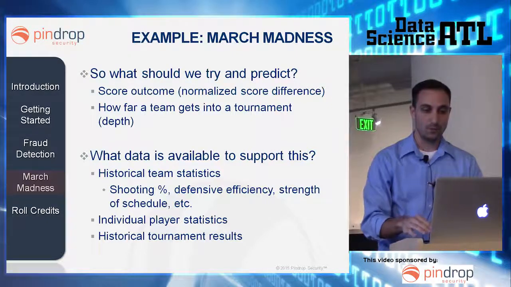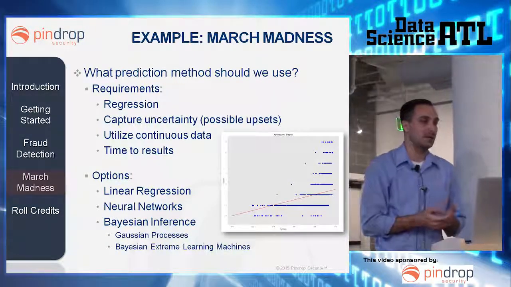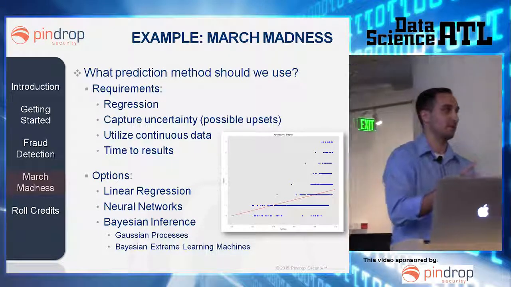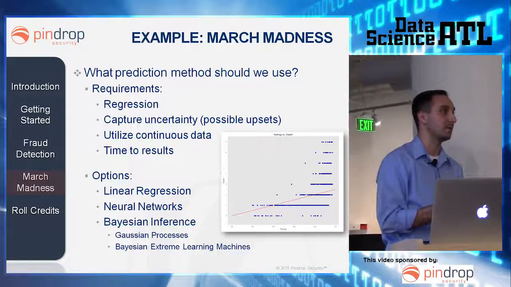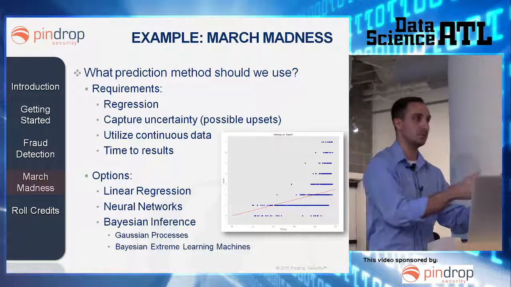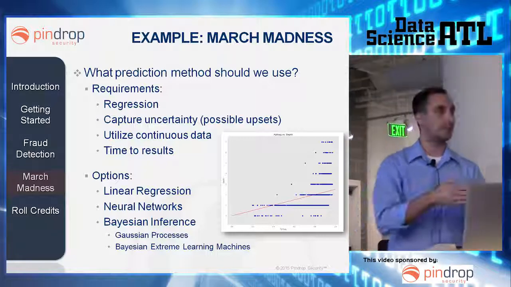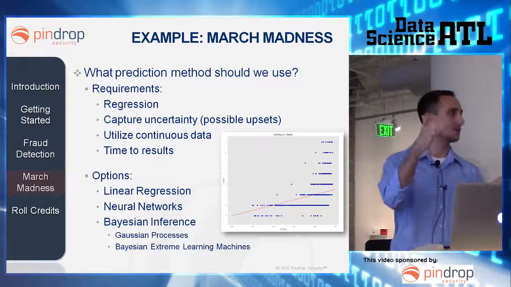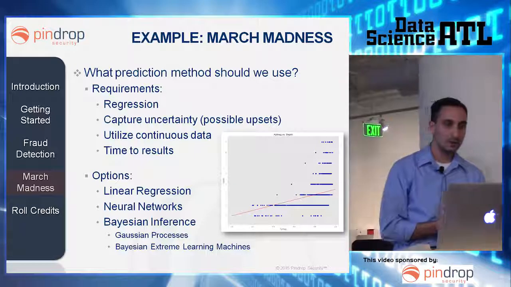Next we have to ask, what should we be doing as far as our algorithm? There are a bunch of different methods. We could choose classification. We could choose regression. For this, we're trying to predict depth. Depth we can consider more or less continuous, and use a regression technique for that.